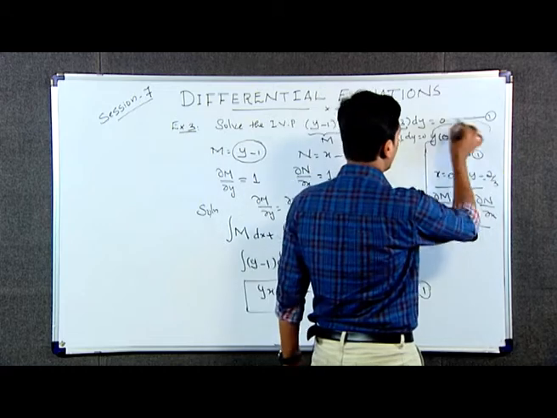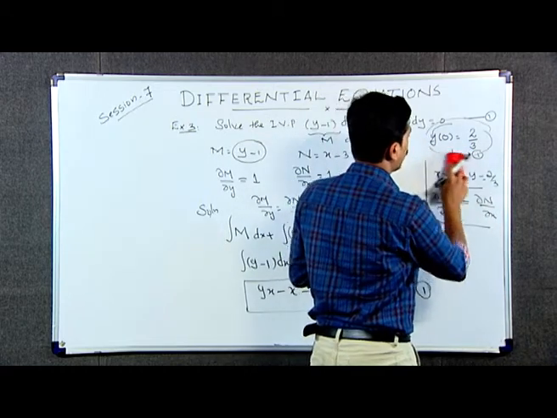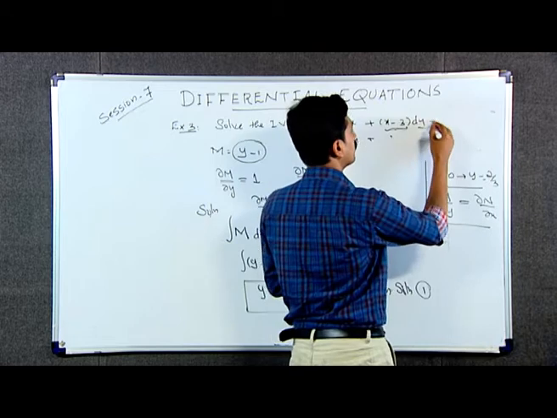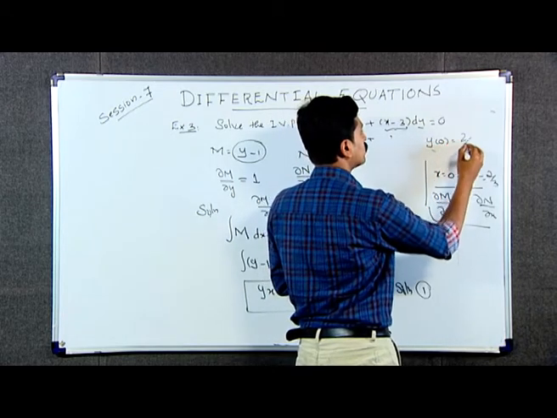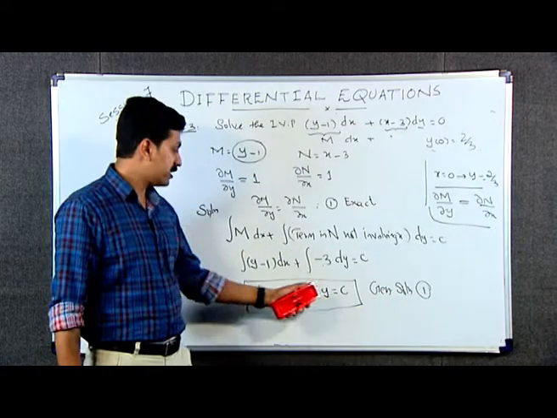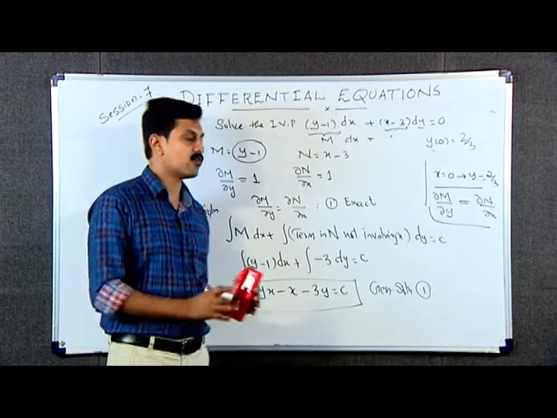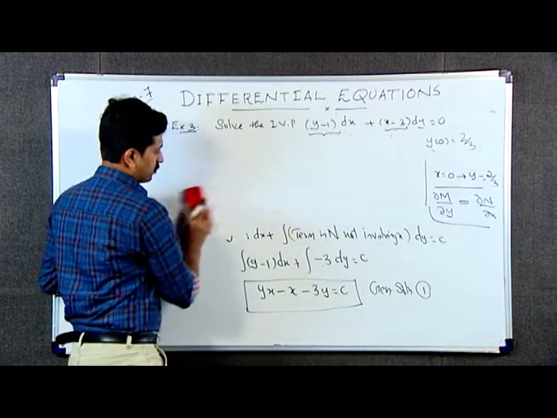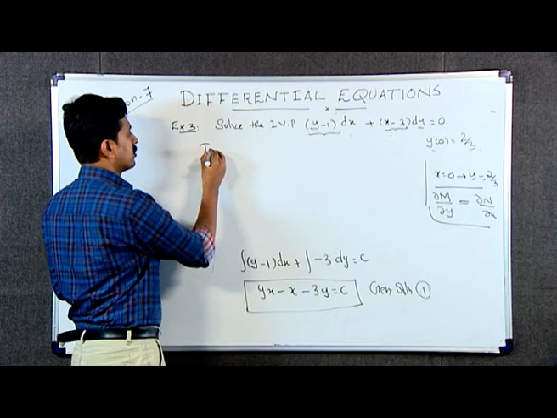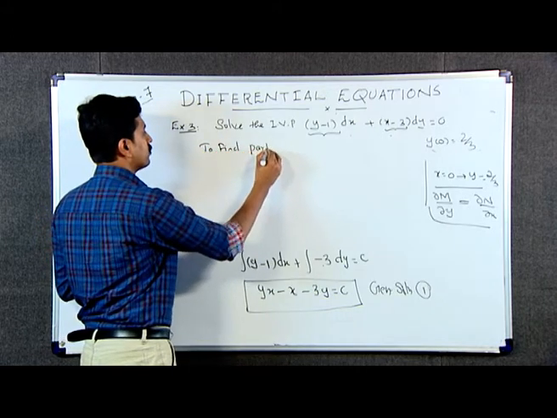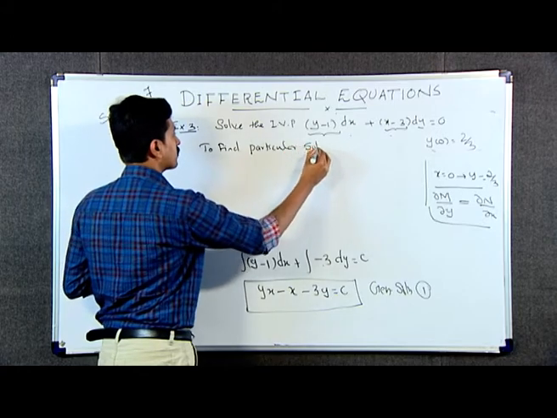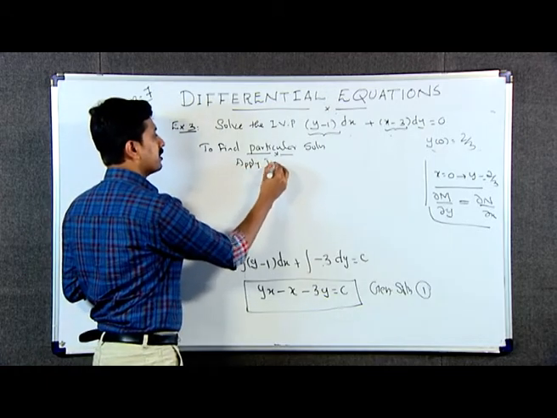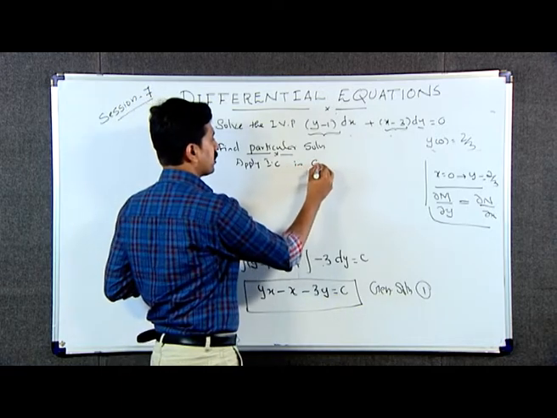Now, our equation 1 is an initial value problem with the initial condition y(0) = 2/3. So we will apply the initial condition in this general solution to find a particular solution. To find the particular solution, apply the initial condition in the general solution.